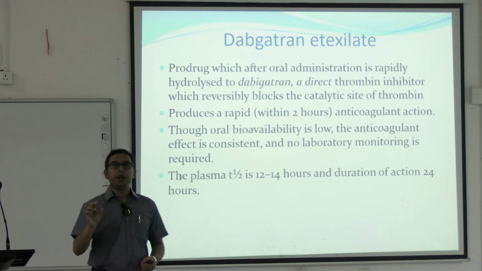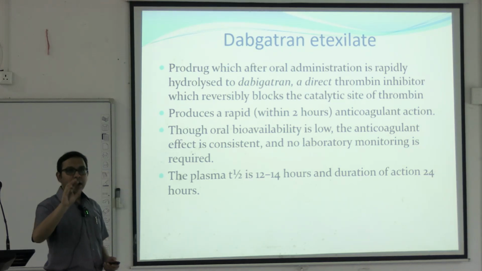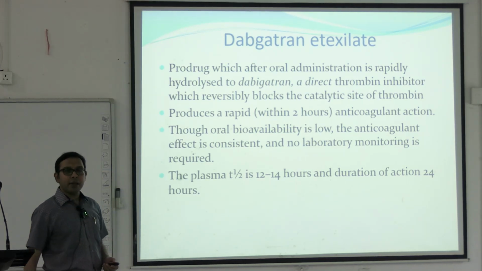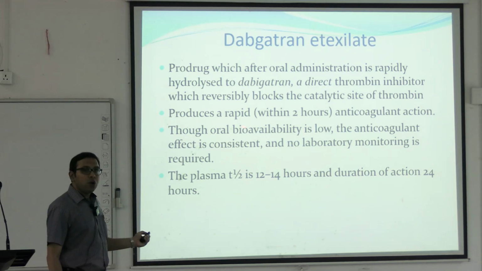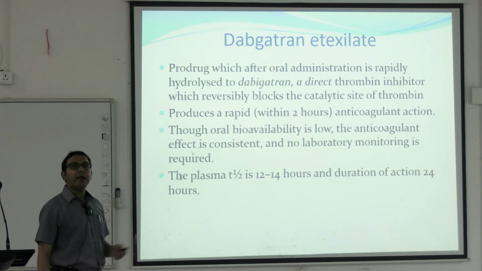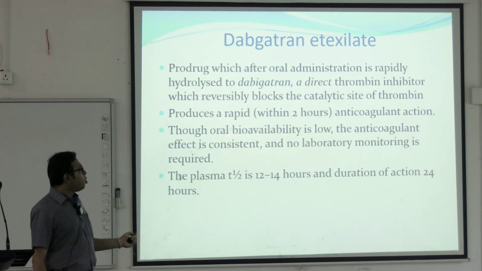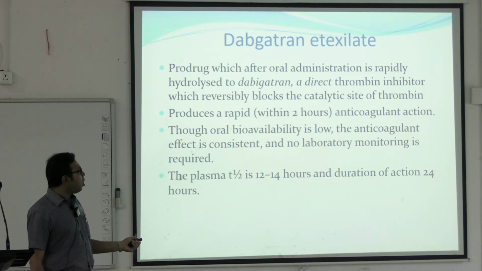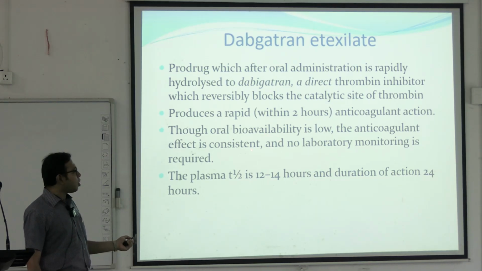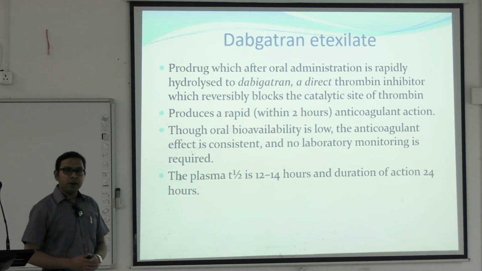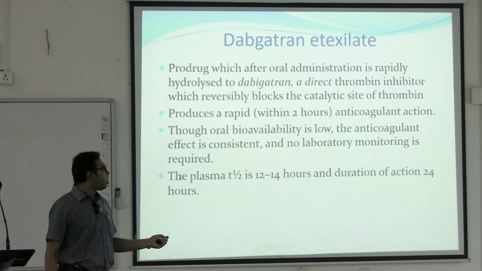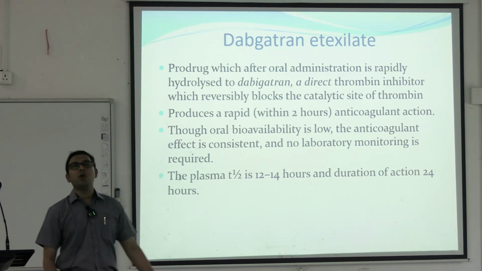Again, the thrombin inhibitor. They are blocking the catalytic site of the thrombin. That produces a rapid anticoagulant action, within 2 hours. Though oral bioavailability is low, the anticoagulant effect is consistent, and no laboratory monitoring is needed. Half-life is 12 to 14 hours and duration of action is 24 hours.